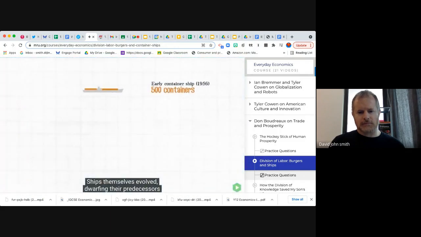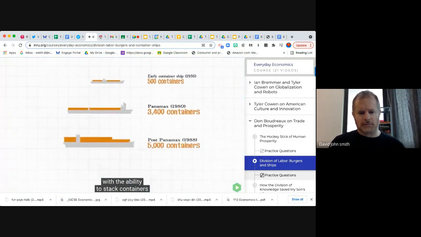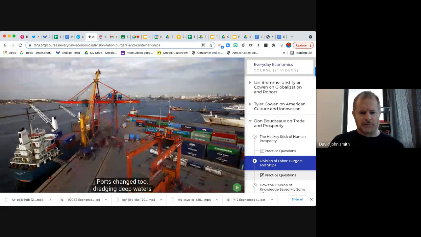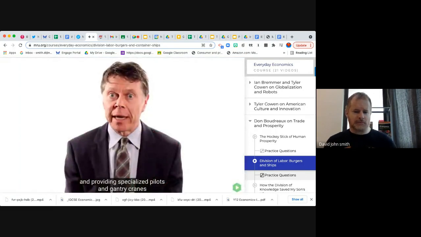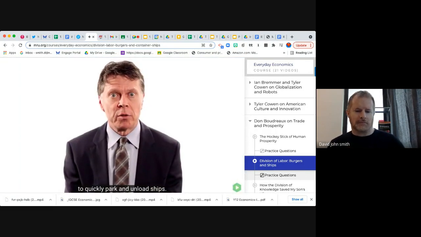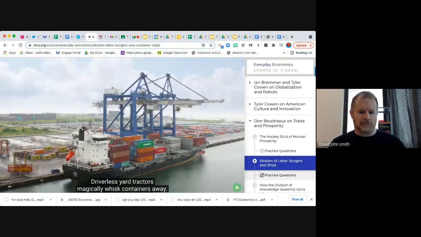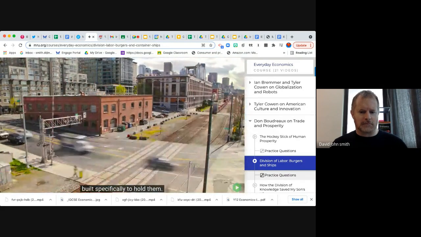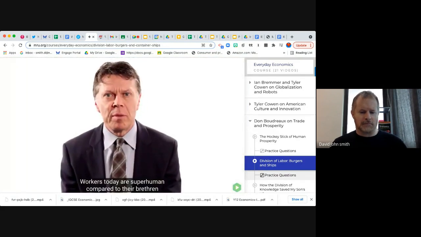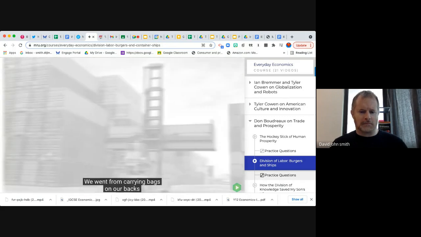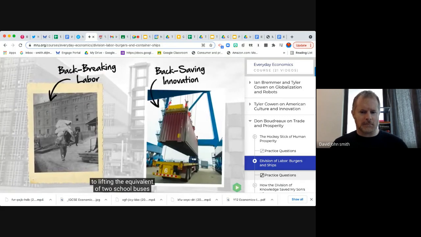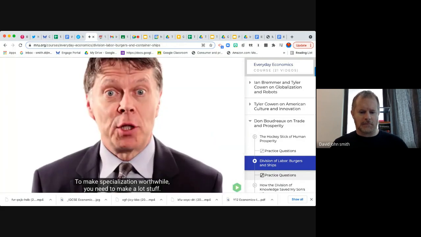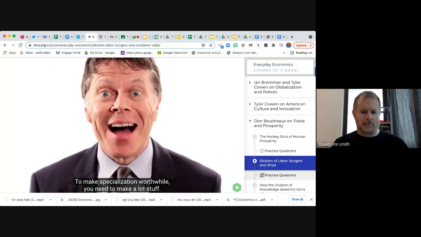Ships themselves evolved, dwarfing their predecessors with the ability to stack containers below and on the deck. Ports changed too, dredging deep waters and providing specialized pilots and gantry cranes to quickly park and unload ships. Driverless yard tractors magically whisk containers away. The containers are put on trucks and trains built specifically to hold them. Workers today are superhuman compared to their brethren of yesteryear. We went from carrying bags on our backs to lifting the equivalent of 2 school buses with mere flicks of our wrists. To make specialization worthwhile, you need to make a lot of stuff.